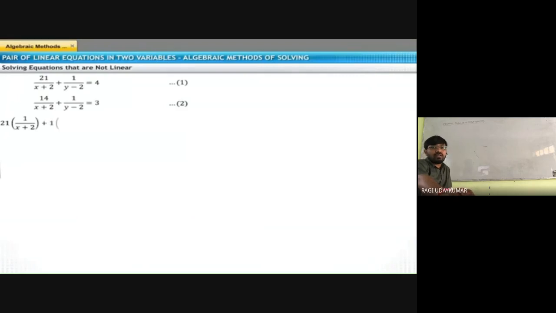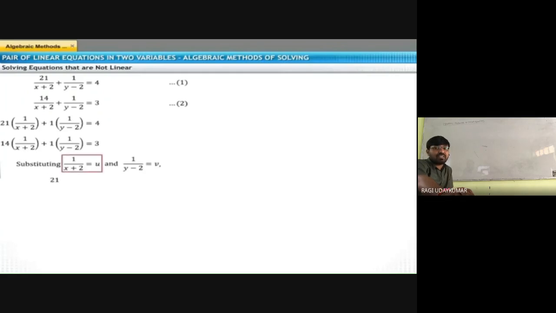Now see here, 21 by x plus 2 is written as 21 into 1 by x plus 2, and 1 by y minus 2 is written similarly. Both equations have the same expressions in the brackets. We consider them as new variables u and v. Here 1 by x plus 2 is u and 1 by y minus 2 is v. Then the given equations are transformed to 21u plus v equals 4, 14u plus v equals 3.